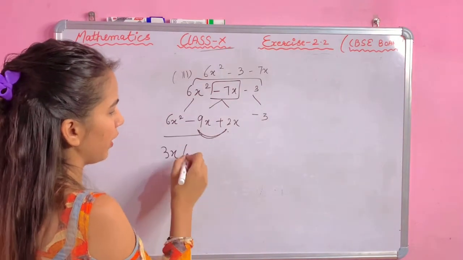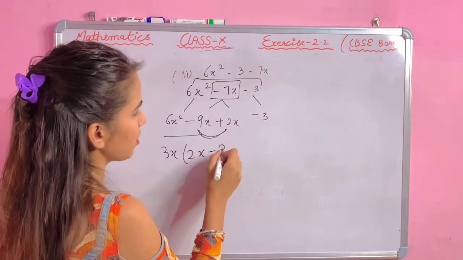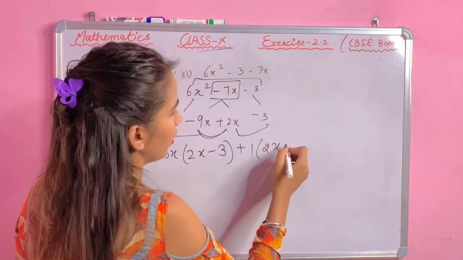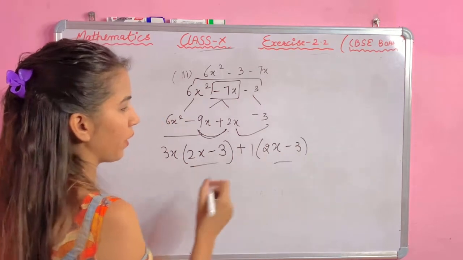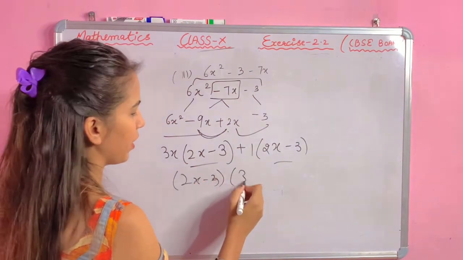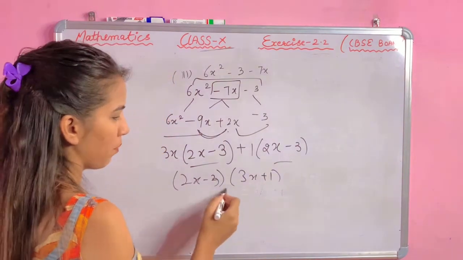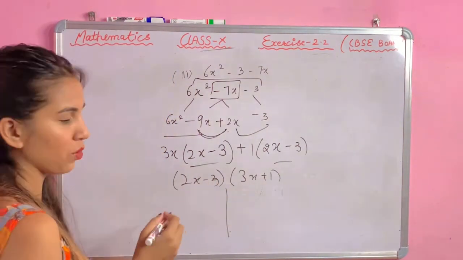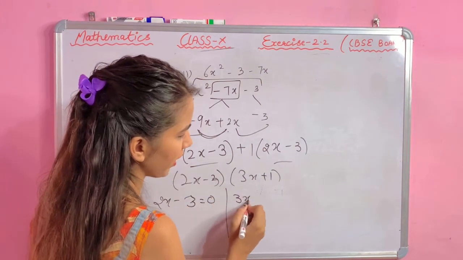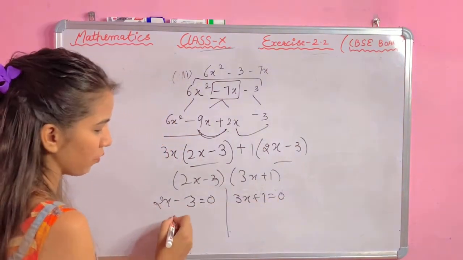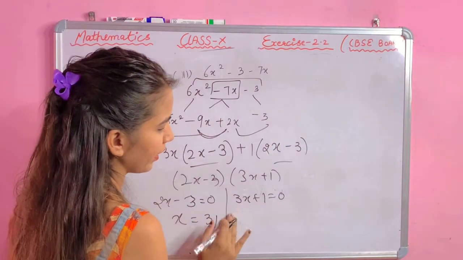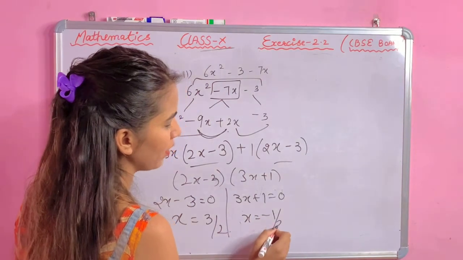From the first two terms I'll take 3x common, then 2x minus 3, and from the last two terms I'll take 1 as common, then it will be 2x minus 3. These two brackets are the same. I'll write 2x minus 3 once and the remaining 3x plus 1 once. By equating these two brackets equal to 0, 2x minus 3 equals 0 and 3x plus 1 equals 0. From here I'll get x as 3 by 2, and from here I'll get x as minus 1 by 3.